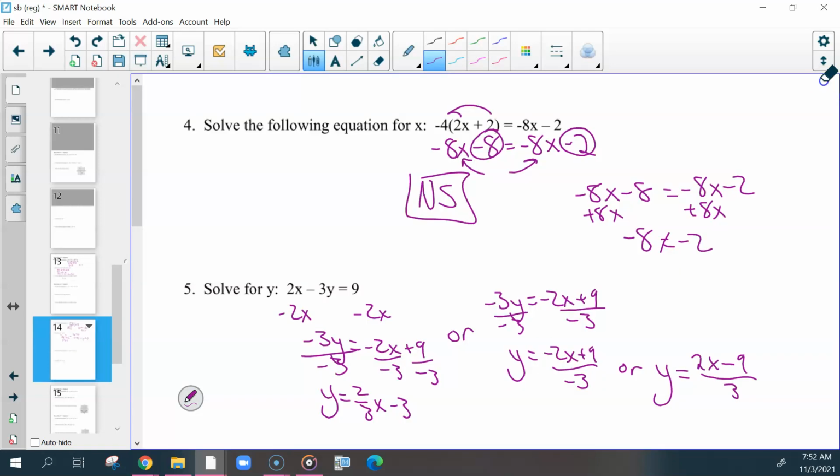On the back, number 4 asks you to solve the following. If you start to solve this, remember that when you have the same coefficient but different constants, that would give you no solution. You could have also solved it, and you would have either gotten -8 equals -2 or 0 equals 6. Either way, those numbers don't equal each other, so your answer would have been no solution.